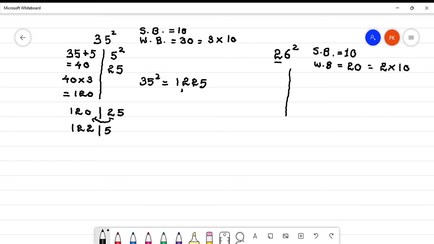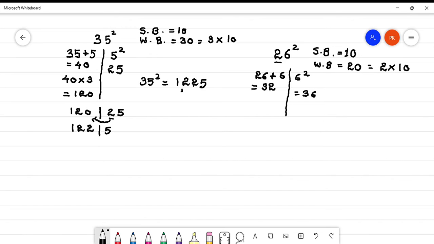On the right hand side of the partition, square 6, that is 36. On the left, what will you do? With 26, add the excess number over the working base, that is 6, correct? So what is 26 plus 6, tell me? It is, yes, 32.